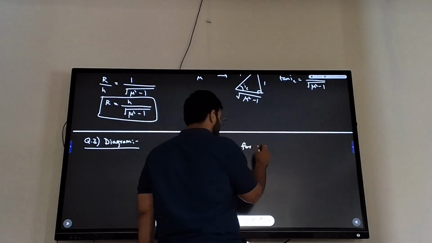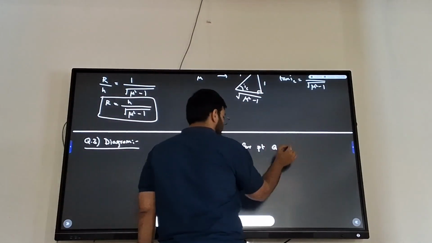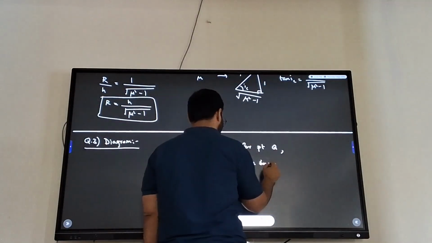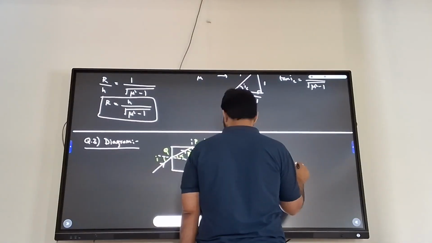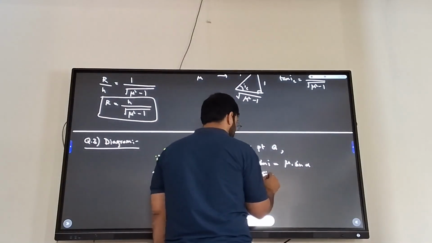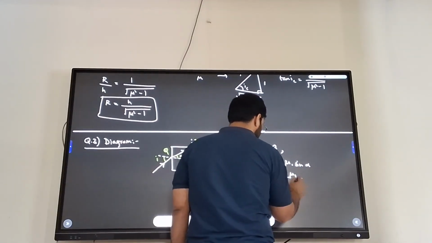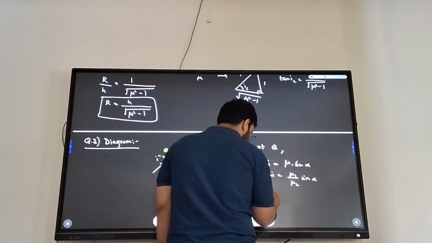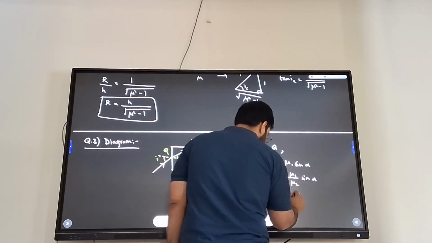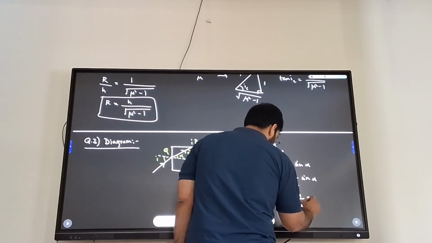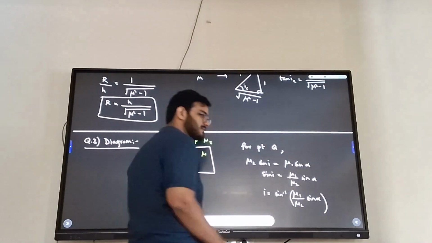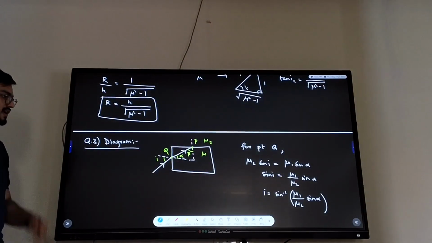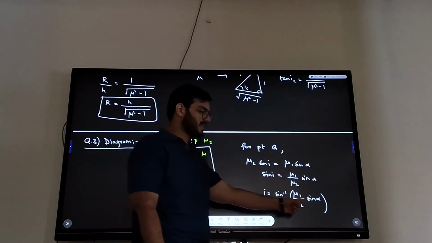For point Q, by Snell's law, what can I say? It's mu2 sin I is equal to mu1 sin alpha. And what is sin I, by the way? It's mu1 by mu2 sin alpha. And I think they are asking about I. So I is equal to sin inverse of mu1 by mu2 sin alpha. So already I am getting something which resembles my options, sine inverse of something. Now I have to find this alpha.